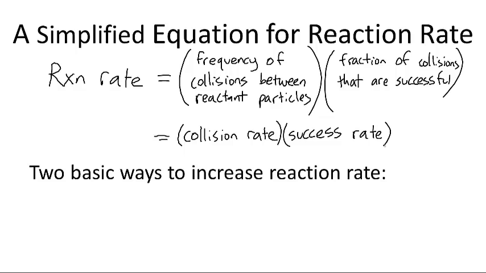So from a conceptual standpoint, what are the two ways that I could increase the rate of reaction? Okay, you're getting more specific. Some people said increase the temperature. We'll get to that. But in thinking in terms of this abstract equation, we could increase the collision rate, so make them collide more frequently, or increase the success rate, so increase the chances that each collision is successful.